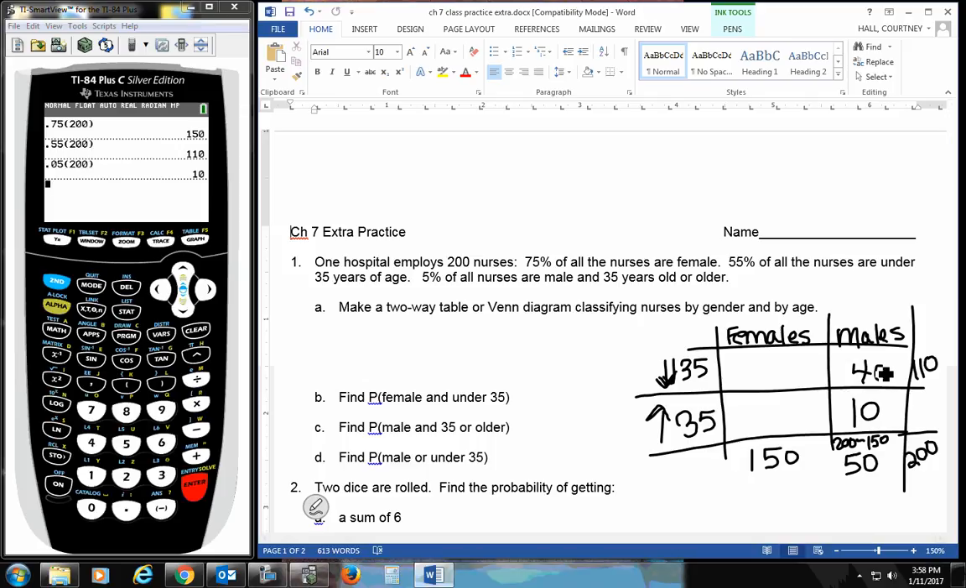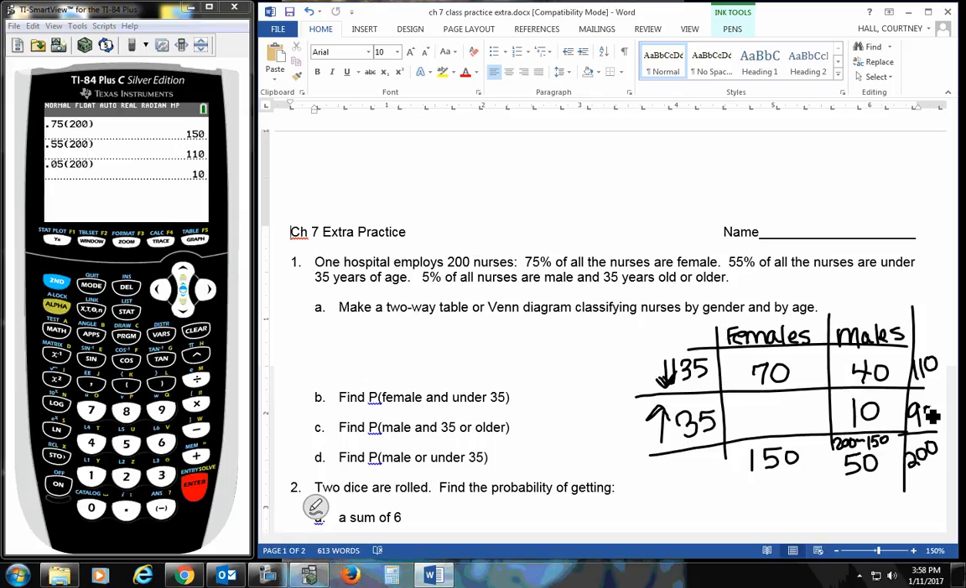And then we're going to do, let's see, we have 110 total people under 35, and I know that 40 of them are males, so that would leave me with 70 being females, since 70 and 40 need to add to 110. Backing up a second, if I have 110 under the age of 35, then I'm going to have 90 over the age of 35, since 110 and 90 need to add up to the 200. And then I'm missing a little spot here. I need to know how many females are over the age of 35.